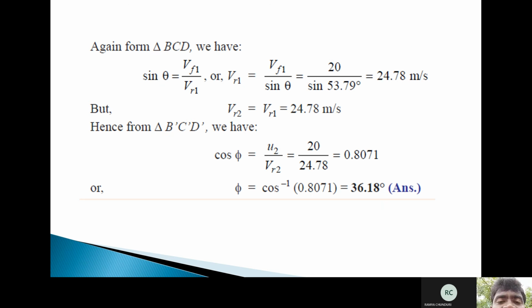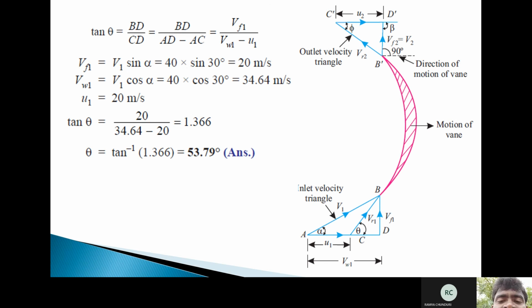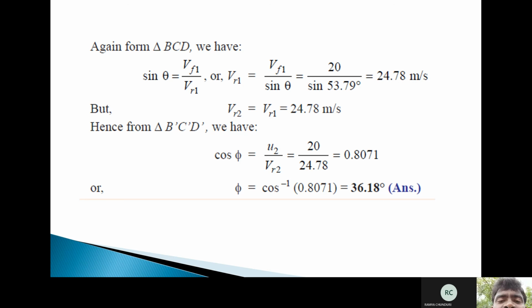Next, again from the BCD diagram, sin theta equal to VF1 by VR1. Therefore, VR1 equal to VF1 by sin theta, that equal to 20 by sin 53.79, that equal to 24.78 meter per second. That value is VR1. VR2 equal to VR1 equal to 24.78 meter per second.